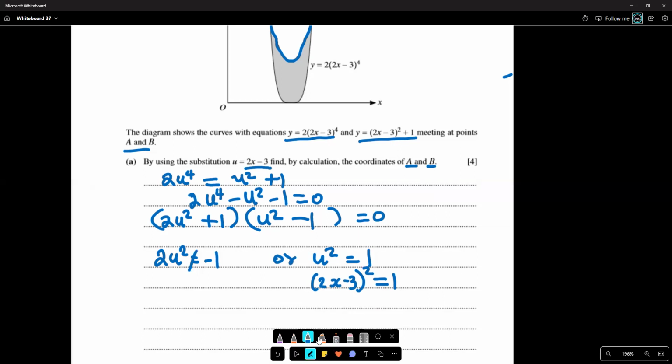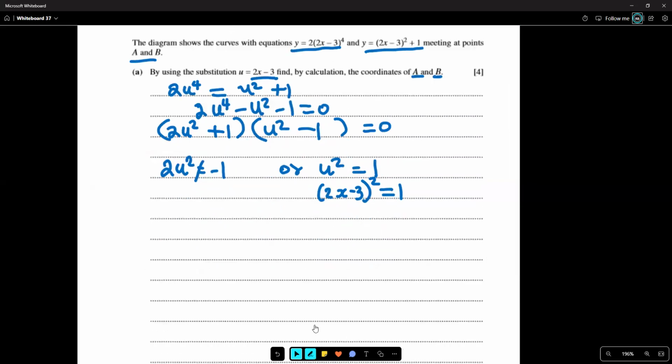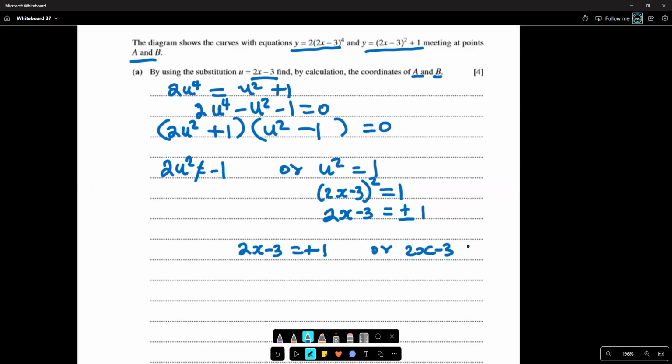So now we can square root both sides. When we square root both sides, this side we're left with 2x minus 3. That side we're going to have plus minus 1. Then we need to split now. So you have 2x minus 3 equals plus 1, or 2x minus 3 equals negative 1. Then you can see that here is going to be 1 plus 3, which is 4 divided by 2. So x is 2.